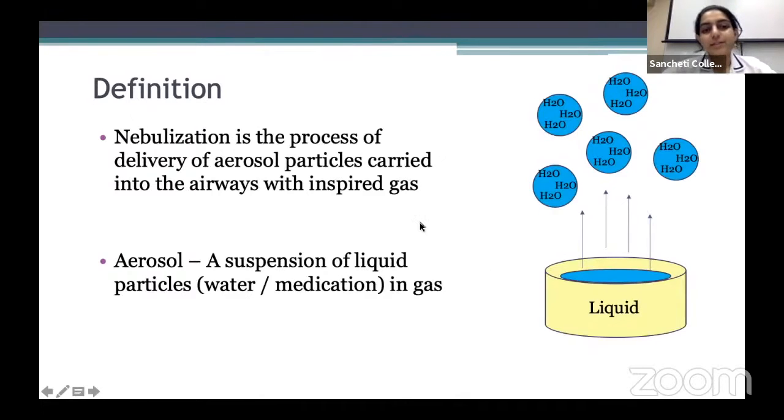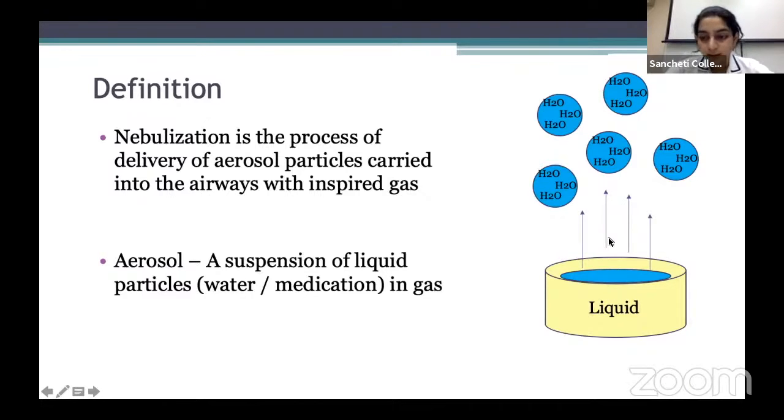So, what is the definition? Nebulization is the process of delivery of aerosol particles carried into the airways with inhaled air or with inspired gas. Okay. Now, what do I mean by an aerosol? Aerosol is a suspension of liquid particles. It could be water, it could be medication in a gas. Okay. So if you see this image here again, this is the liquid. It could be water, it could be medication, anything else. And it is then converted into an aerosol.